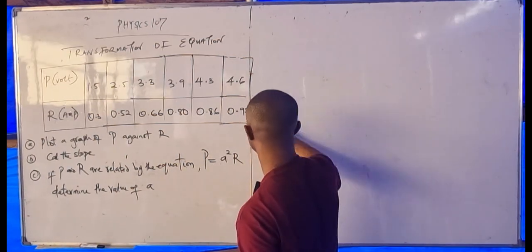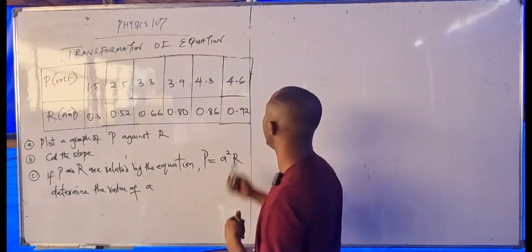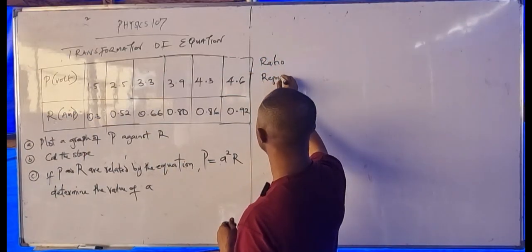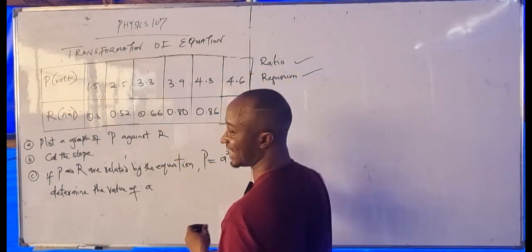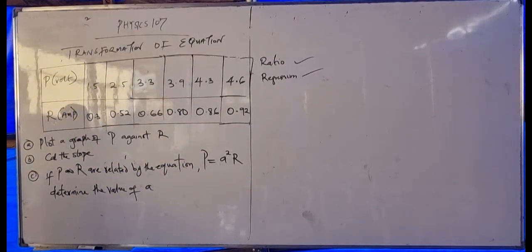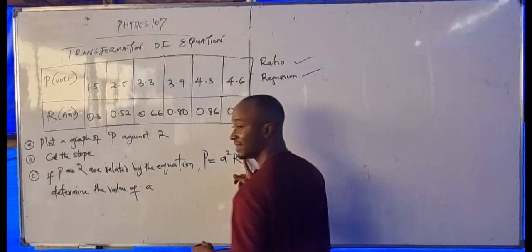Now, let's plot. We can either use ratio, or regression analysis. Which one should we use? I know we are tired. Let's use ratio. You know why? Because the nature of the graph has been given.